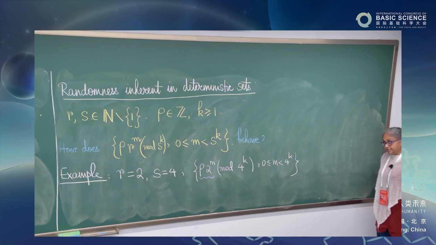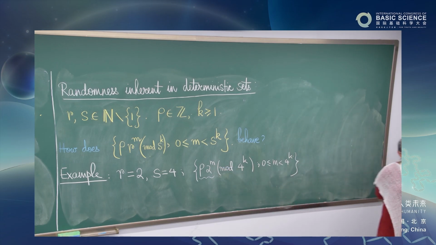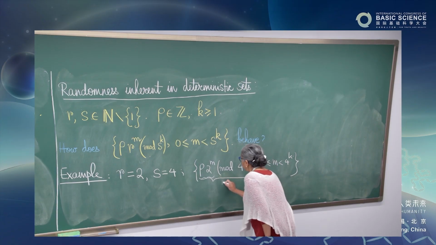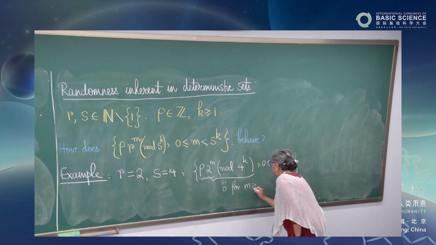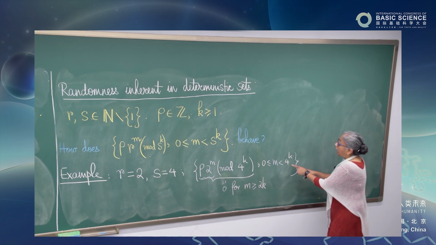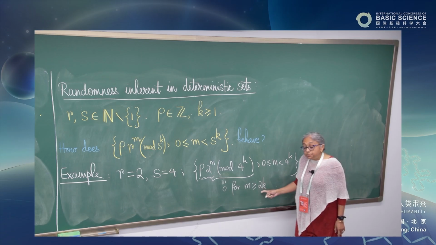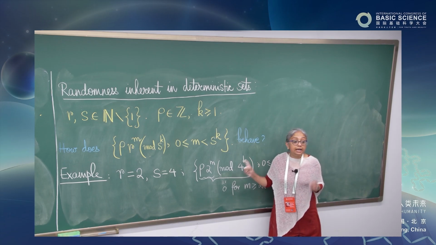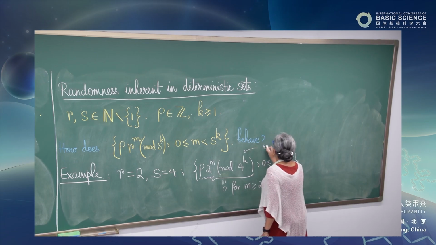What happens, let's say, after m exceeds 2k? That's right. So all of these become 0 for m larger than or equal to 2k. So out of the 4 to the k many possible choices of m, at most 2k minus 1 many have the potential to be anything other than 0.